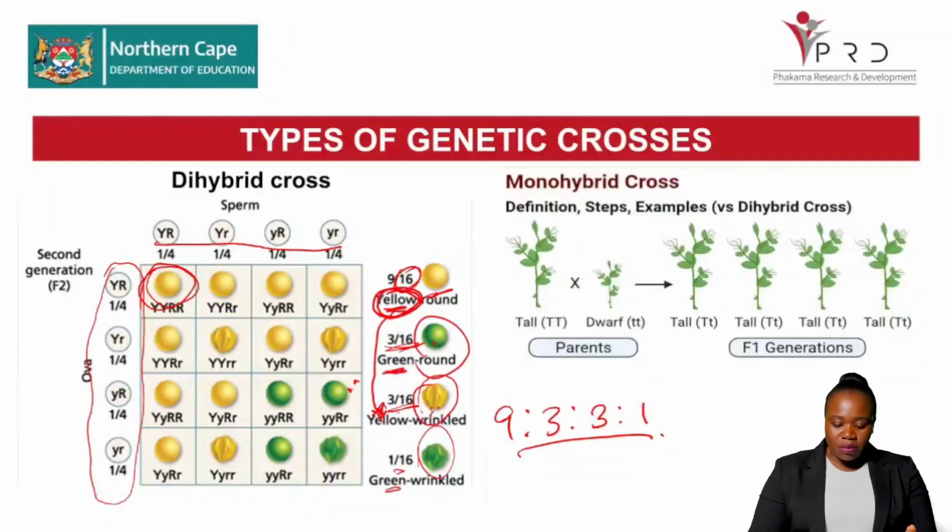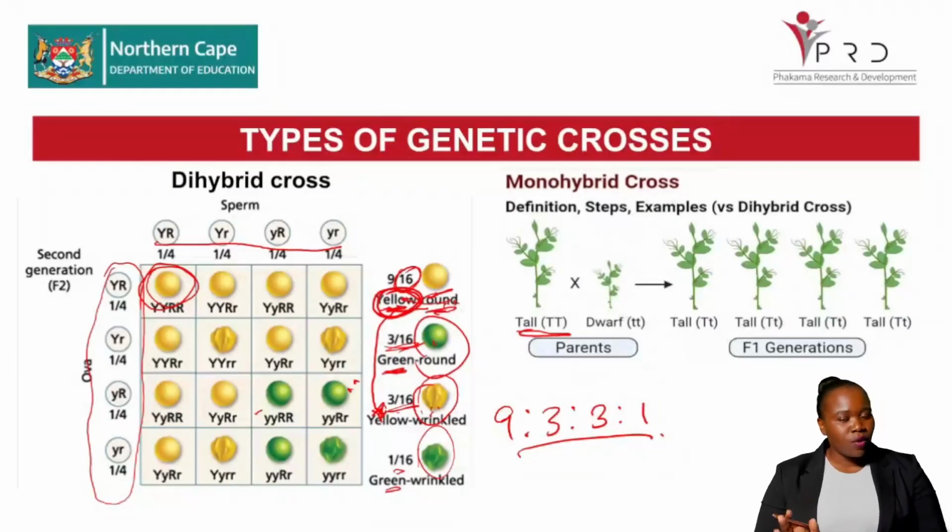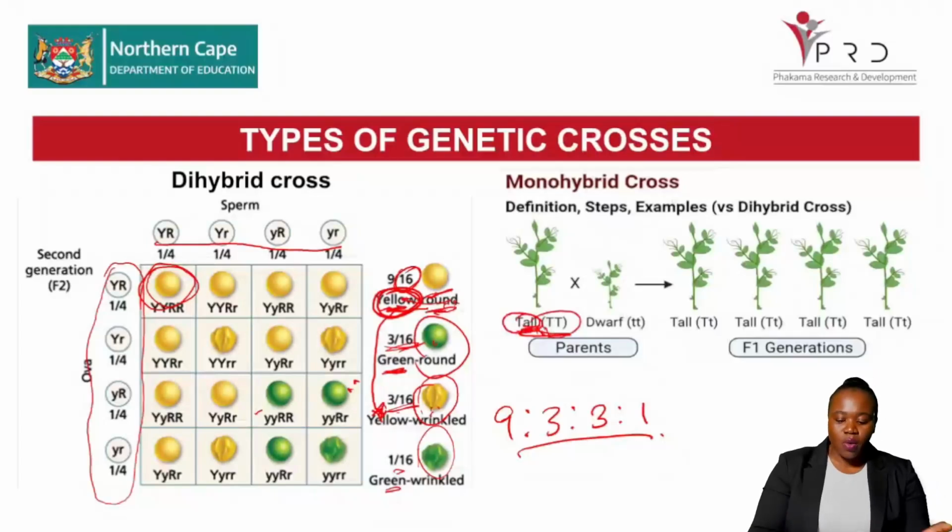Now, when we're looking at the monohybrid crosses, we are looking at only one characteristic at a time. With dihybrid, we are looking at 2 characteristics. Here we're looking at shape and color, whereas here we would look at shape only or color only, and here we would have been looking at tallness or height, right? We have tall and dwarf.